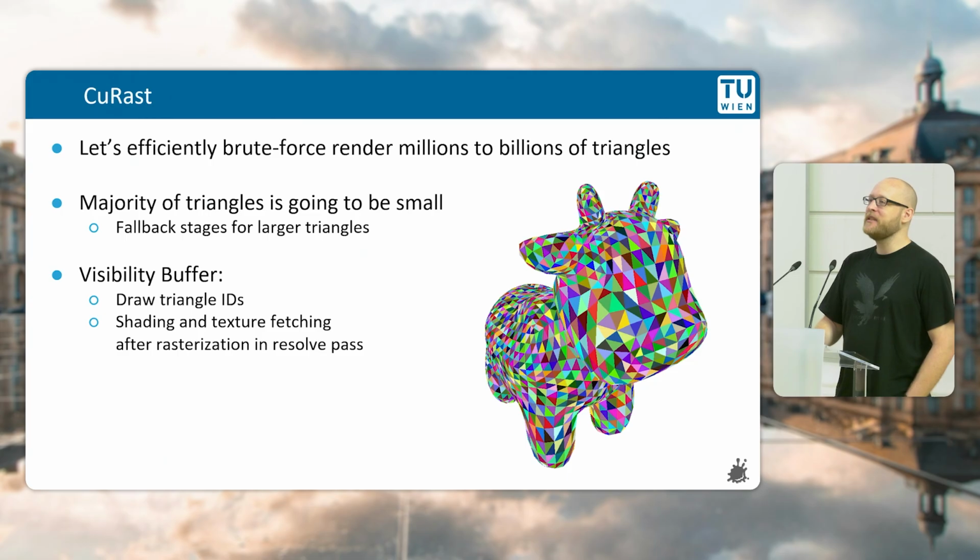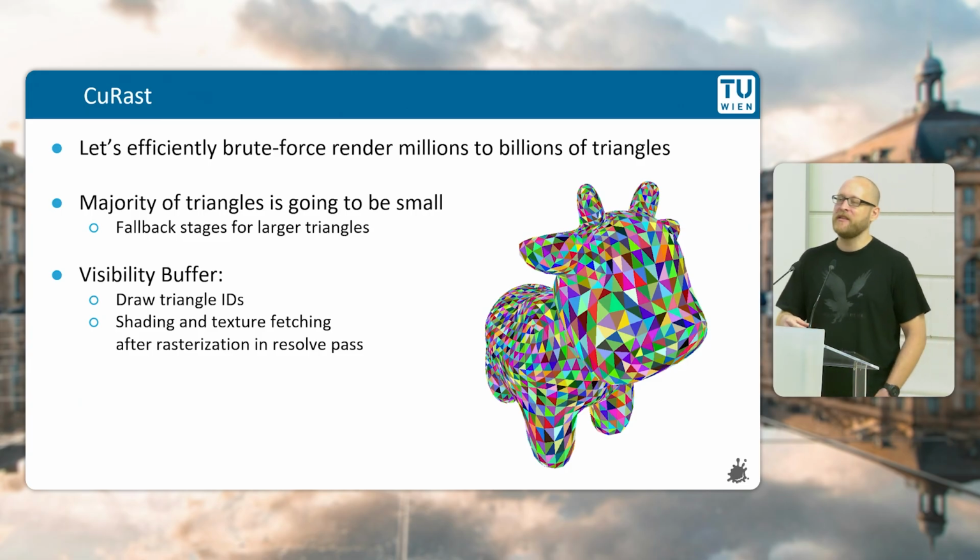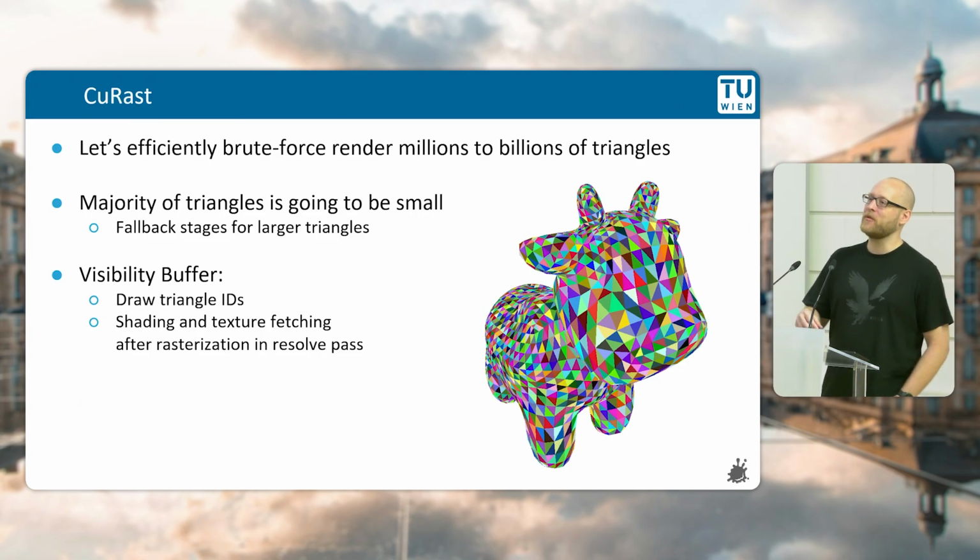For the kind of data sets we've been dealing with, very large photogrammetry data sets, you have many triangles, a few pixels on screen, so you will end up with very small triangles. The main goal is to make the rasterization of small triangles fast, but then still have fallback stages for larger ones, for example, if you zoom in. We're also using a visibility buffer, where instead of storing any other attributes, we only store the triangle ID into the frame buffer, and with the triangle ID, we can then look up all the other attributes afterwards for the shading pass in a separate screen space pass.